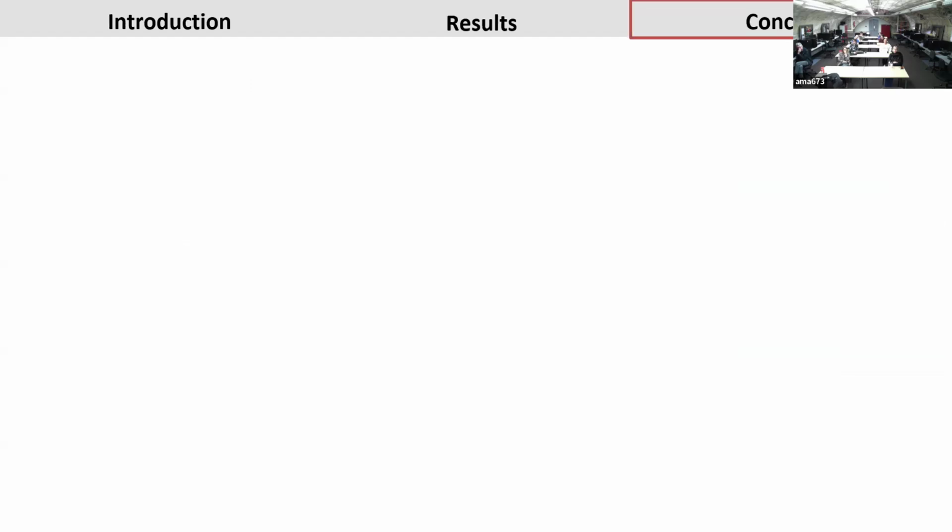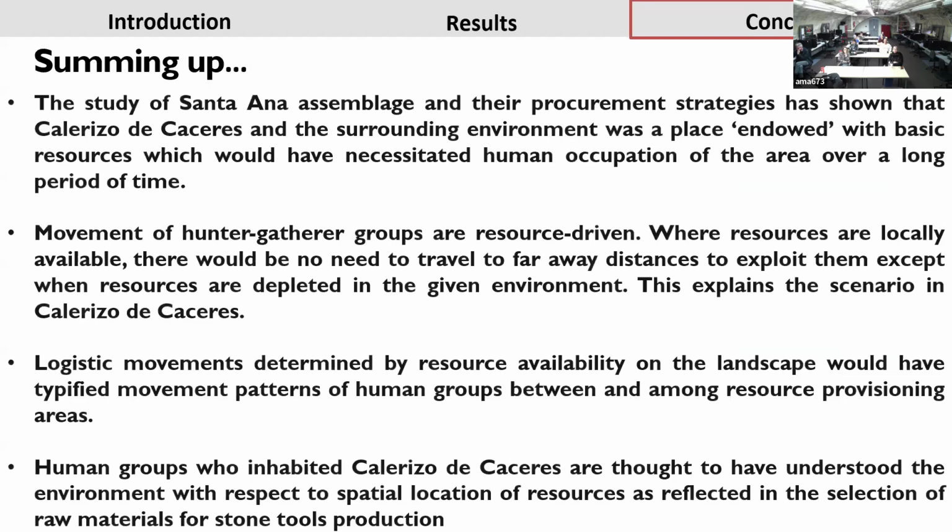And so in conclusion, the study of the Santa Ana assemblage and its procurement strategy has shown that Clariso de Cáceres and the surrounding environment was a place endowed, in quotes, with basic resources which could have necessitated human occupation of the area over a long period of time.